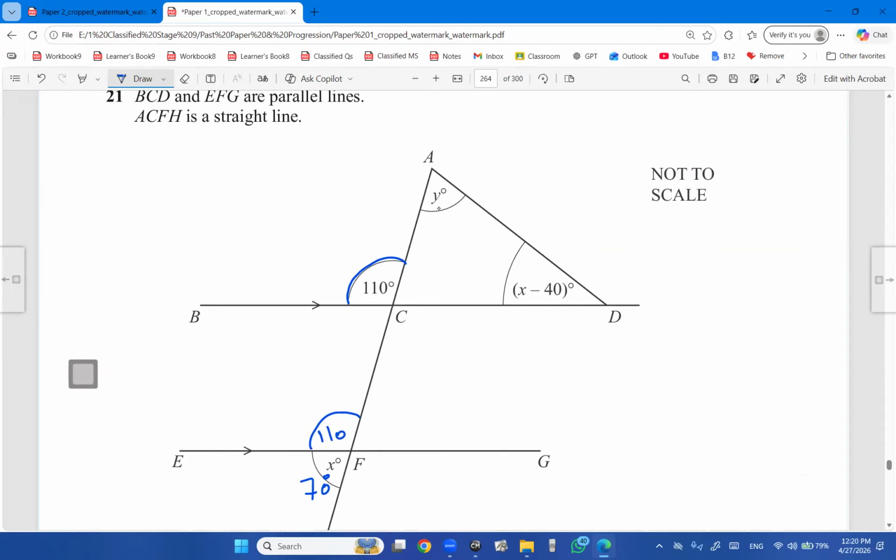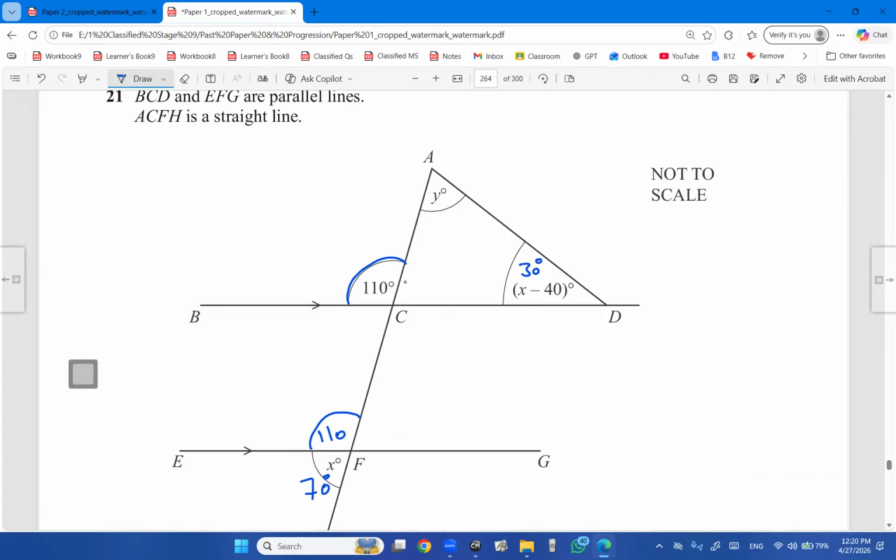Well, in order to find the y, I need to find the angles inside this triangle, one of which is x minus 40. So x minus 40 is actually going to be 70 minus 40, since I know right now that x is 70. So 70 minus 40 is 30 degrees.